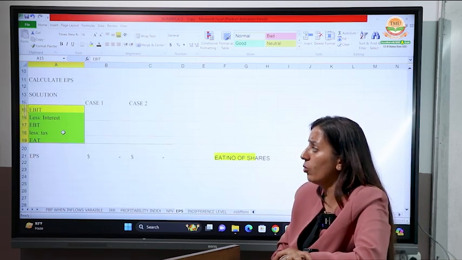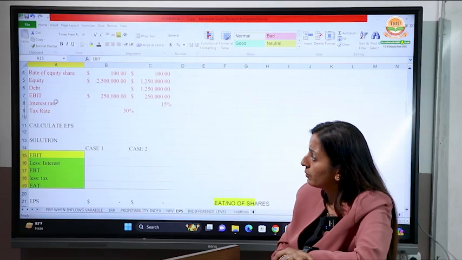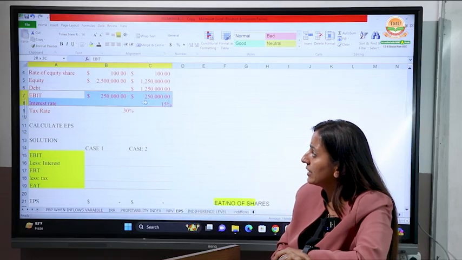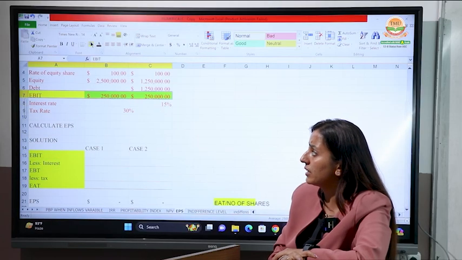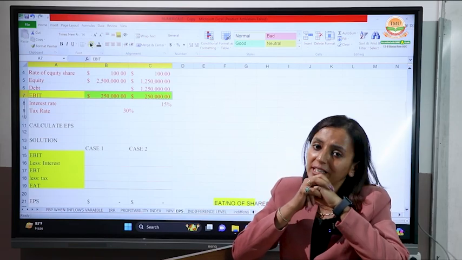Now I have to calculate the earning per share of that company. The most important thing we have given is EPS. Remember, EBIT is earnings before interest and tax.